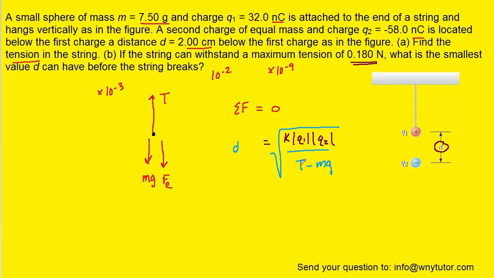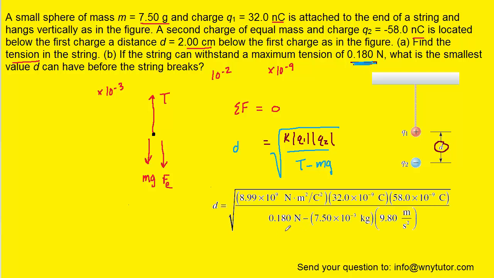Remember that the tension T was given to us as 0.18 newtons in this question. So all the known values are plugged in. Once again, please pause the video and just make sure all the numbers are in their respective positions and that it makes sense. When we crunch this down, we get roughly 1.25 times 10 to the minus 2, and then here we'll have the unit of meters since we are calculating a distance.